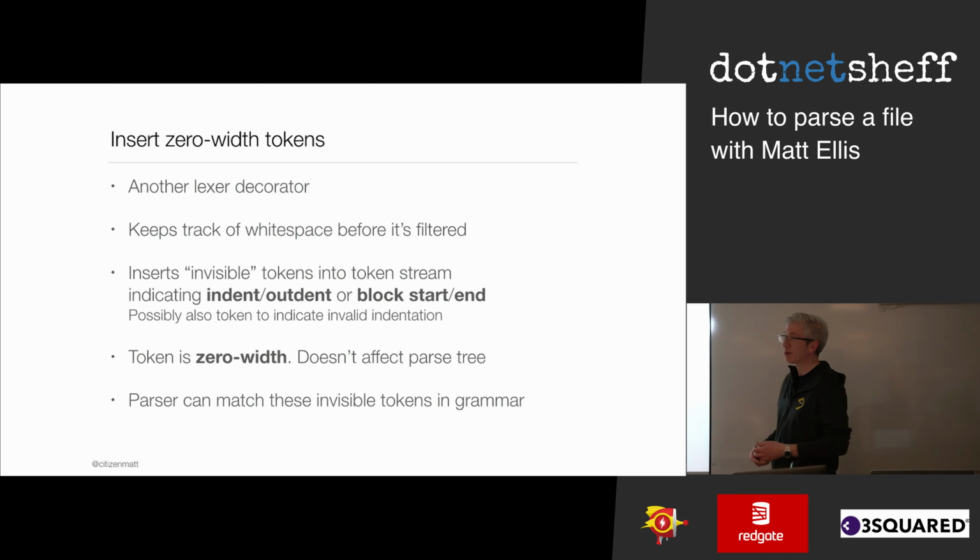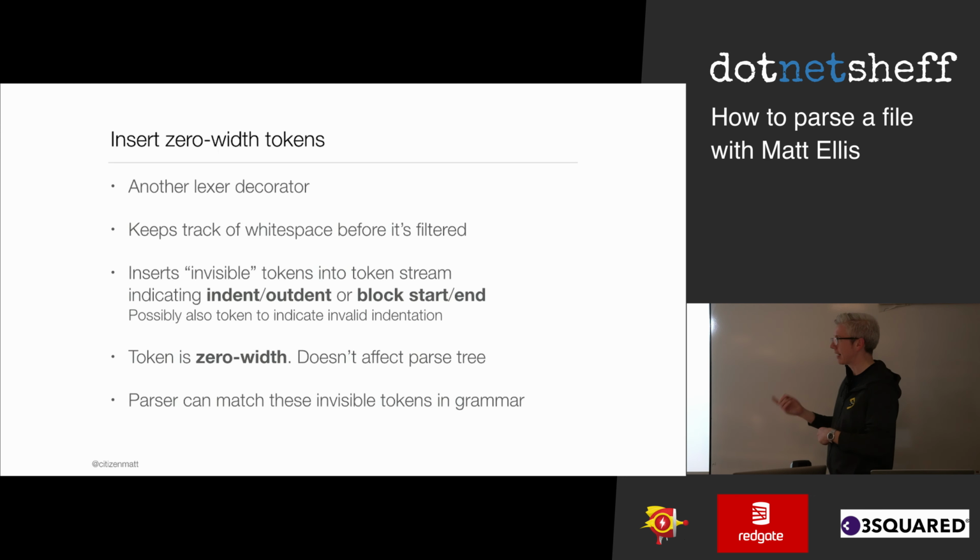The answer to this one is really quite interesting, because you actually insert tokens. You insert some zero width tokens. So again, you can have another decorator around your lexer, and this one keeps track of the white space before it gets filtered. It counts the indents and the outdents, or the unindents, depending on whether you think outdent is a word or not. It will insert invisible tokens into the token stream, so it will indicate where a block starts or ends based on the current indent level.